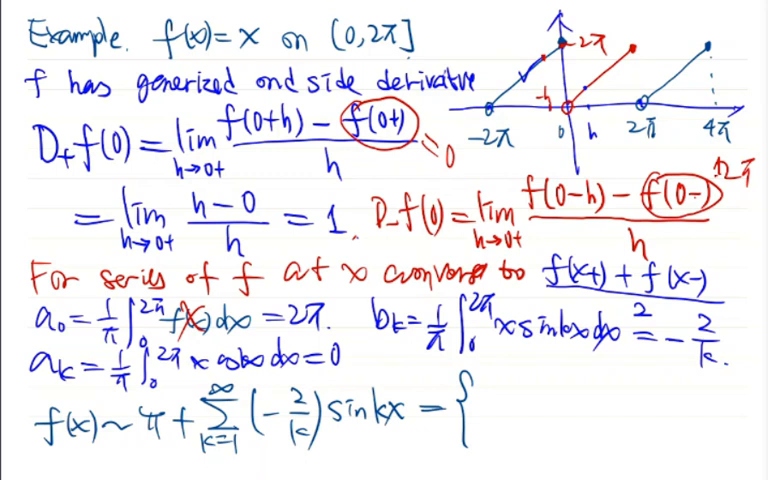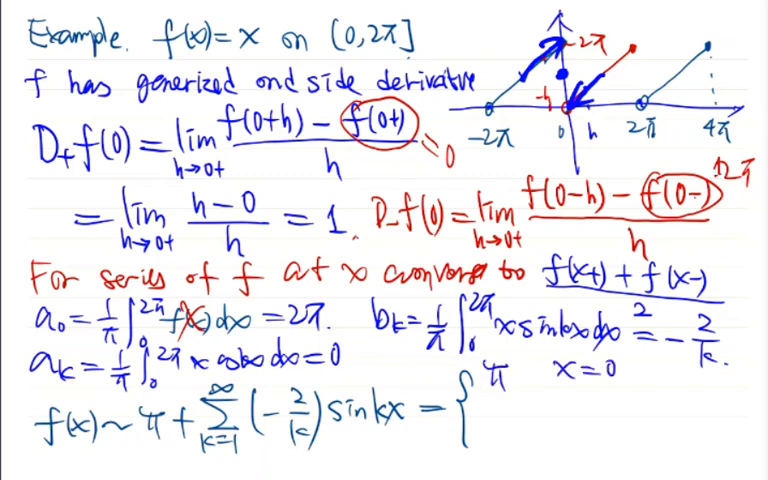So at x equal to 0, you see, the mean value at 0, because the left limit is 2 pi, the right limit is 0. Okay, you see, when x goes to 0 from the left, f(x) goes to 2 pi, and when x goes to 0 from the right, f(x) goes to 0. So the mean value is pi here. Okay, so the sum of this Fourier series is pi when x equal to 0.